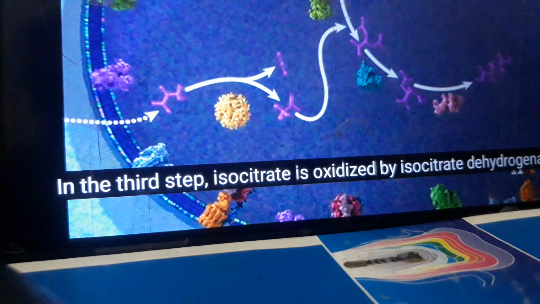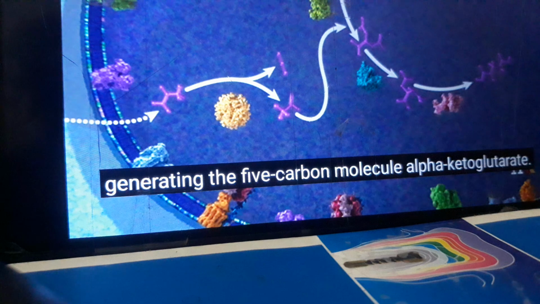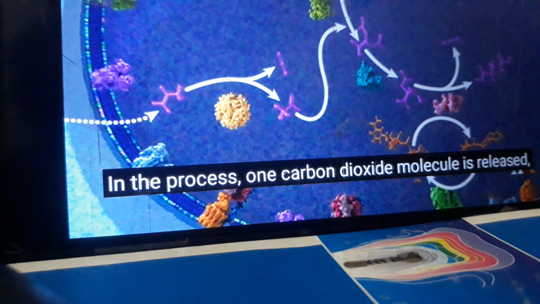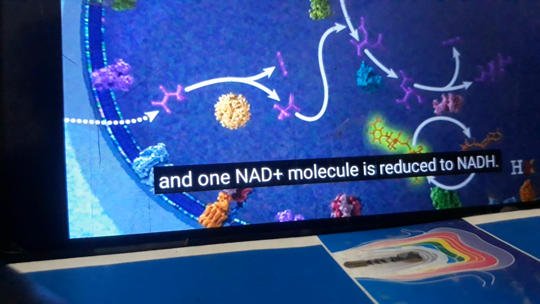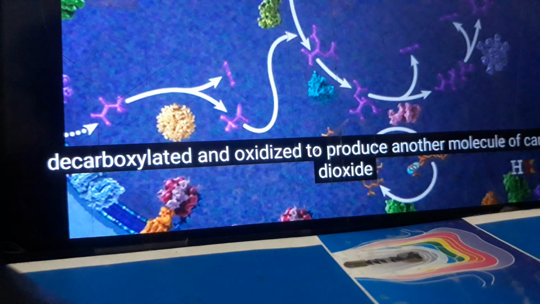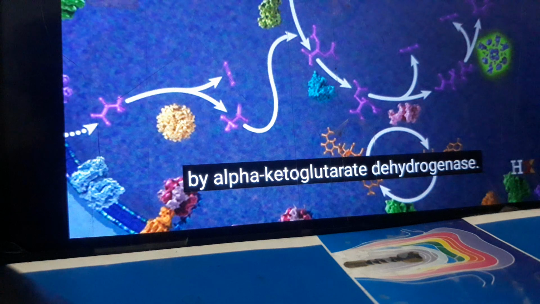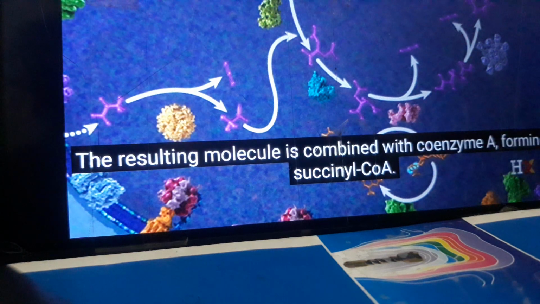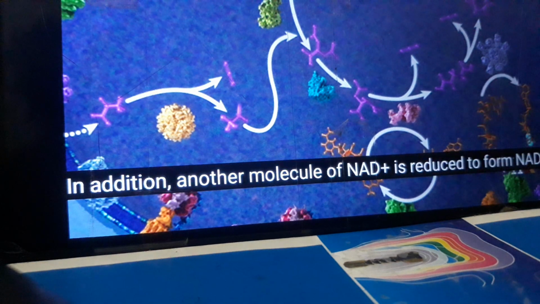In the third step, isocitrate is oxidized by isocitrate dehydrogenase, generating the 5-carbon molecule alpha-ketoglutarate, generating in the process 1 carbon dioxide molecule, which is released, and 1 NAD+ molecule is reduced to NADH. In the fourth step, alpha-ketoglutarate is decarboxylated and oxidized to produce another molecule of carbon dioxide by alpha-ketoglutarate dehydrogenase. The resultant molecule is combined with coenzyme A, forming succinyl-CoA. In addition, another molecule of NAD+ is reduced to form NADH.